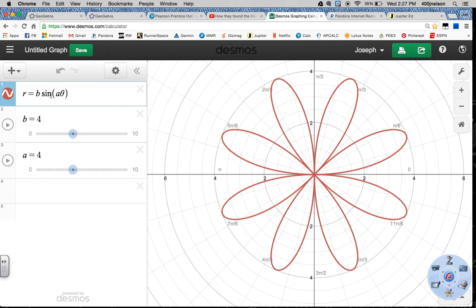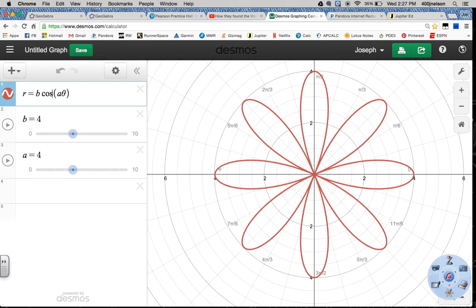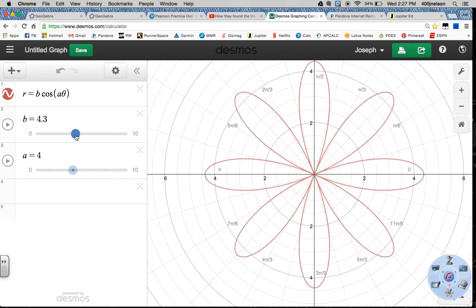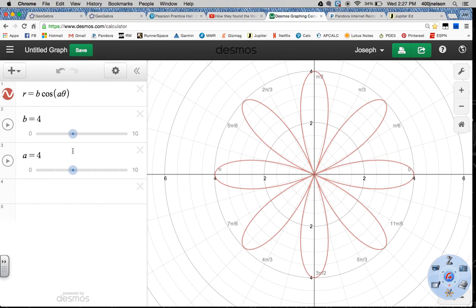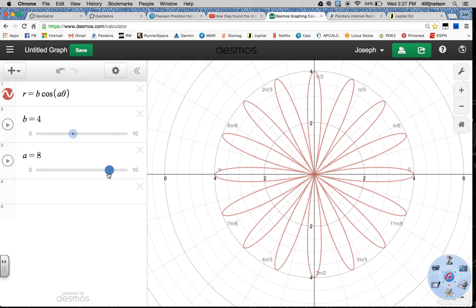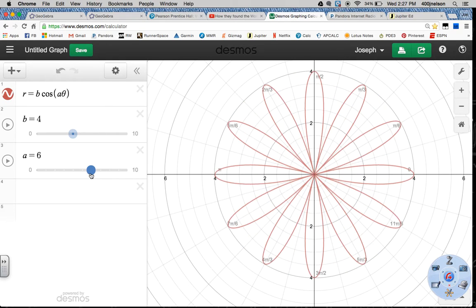Let's see what happens if we make it cosine. We can just do cosine. Same idea. The slider for b here, the length of the petal is still the same. Changing this, now you notice that cosine starts over here on the x-axis, where sine started on the y-axis. But we just keep moving, and we get the same kind of idea, only in cosine's case, we always have a petal on the axes, especially when it's even.